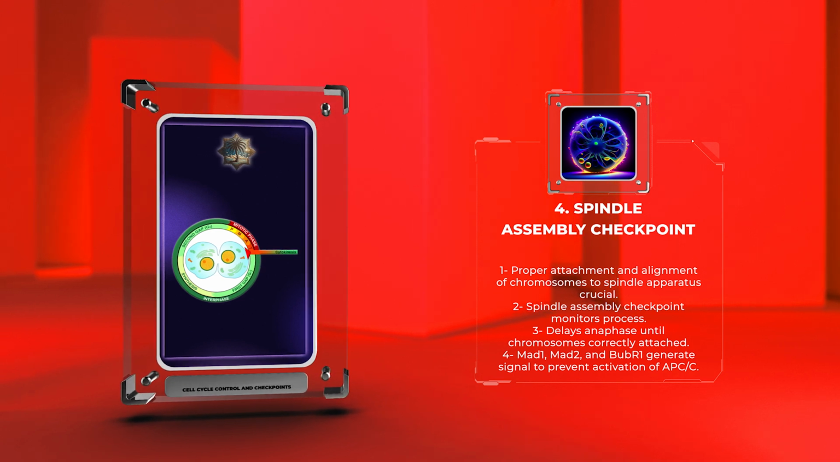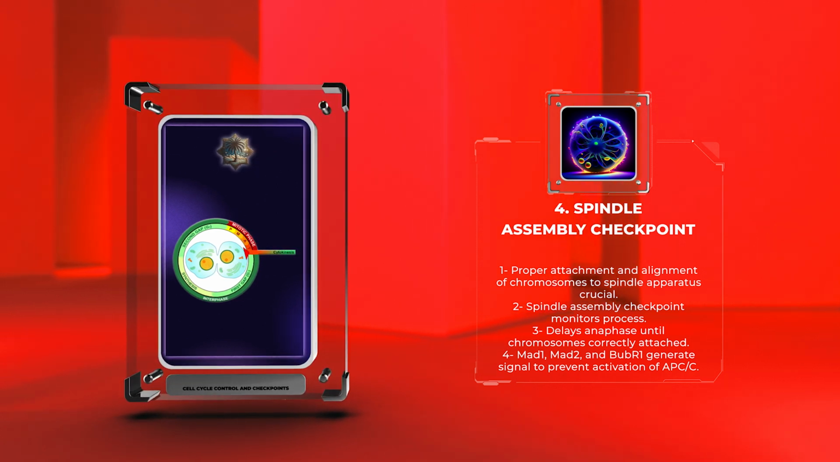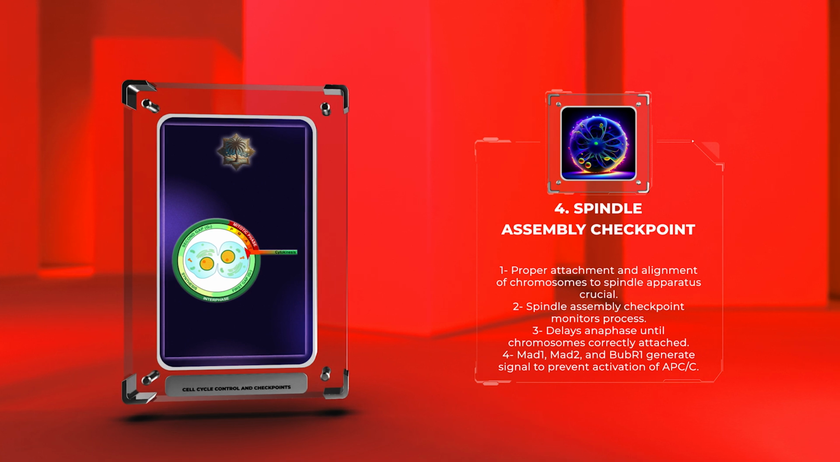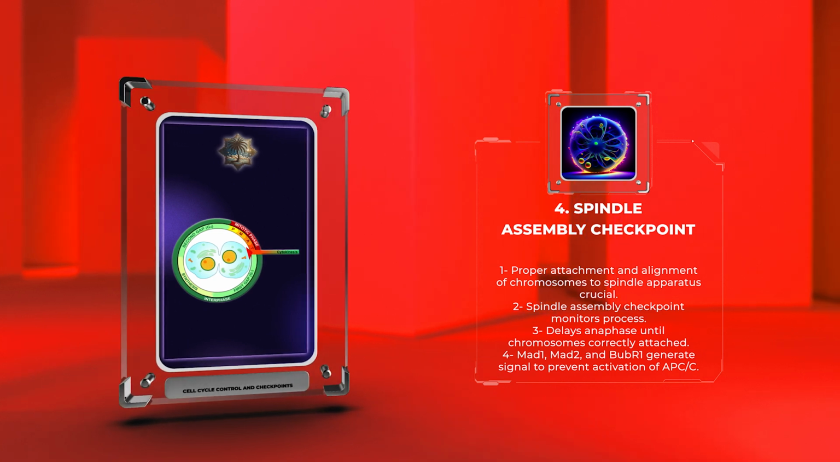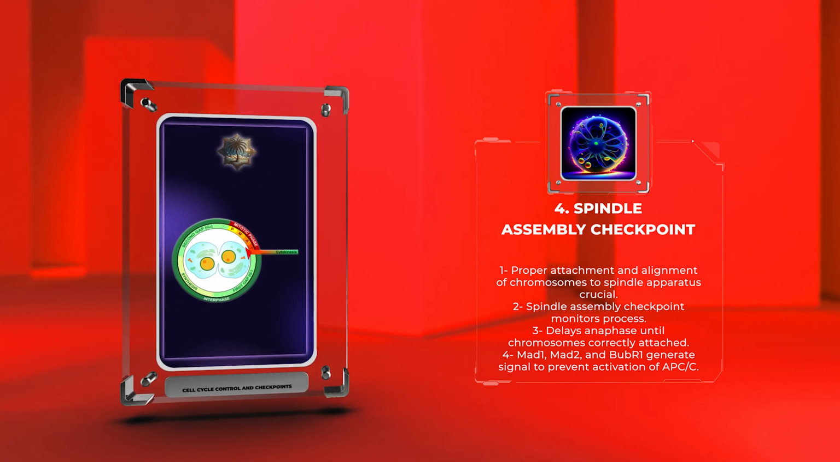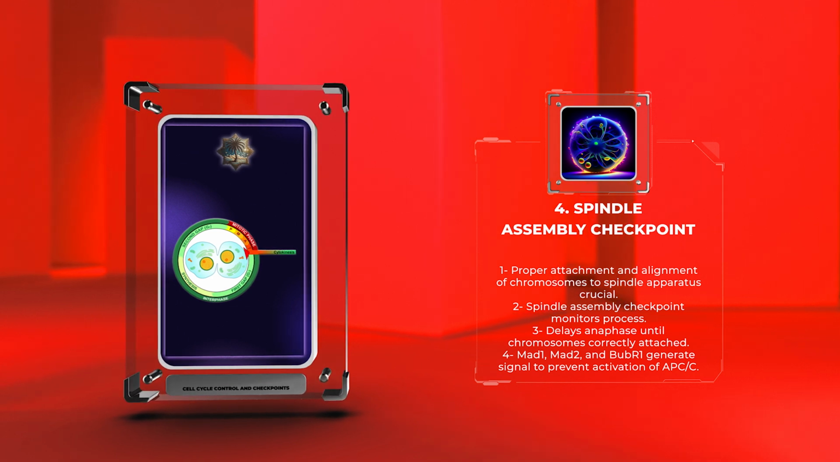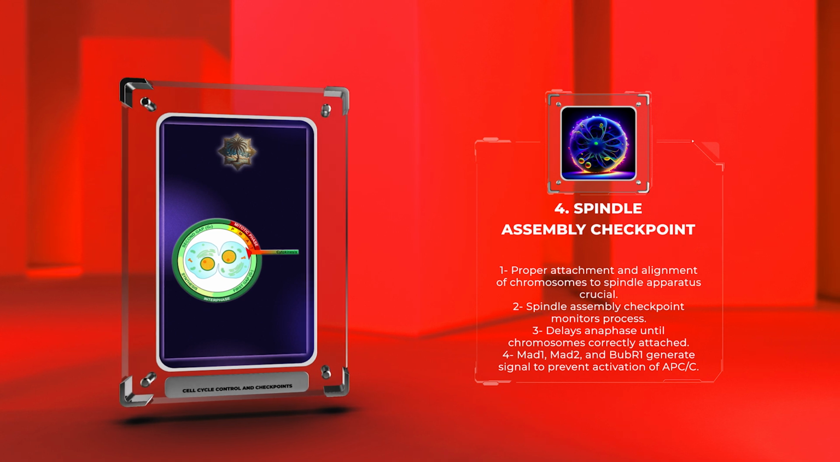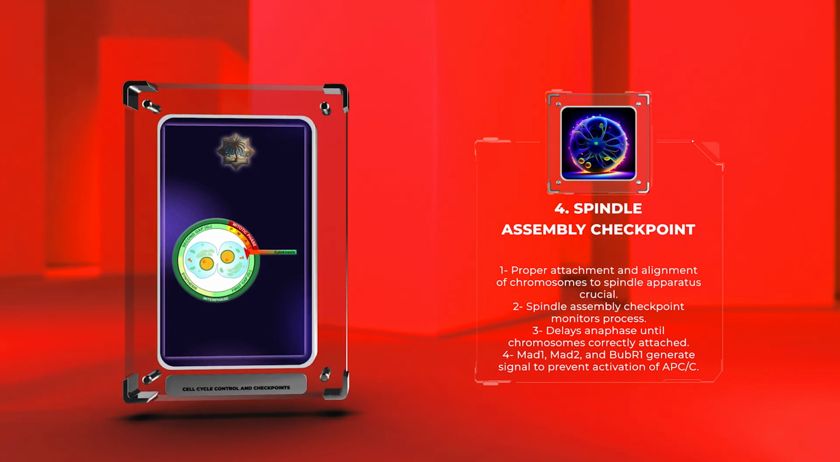If attachments are incorrect or incomplete, the checkpoint proteins, such as MAD1, MAD2, and BUBBER1, generate a signal that prevents the activation of the anaphase-promoting complex/cyclosome, APC/C, an essential regulator of mitotic progression. This delay allows sufficient time for error correction and ensures equal chromosome distribution to daughter cells.